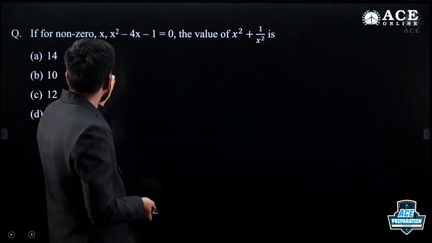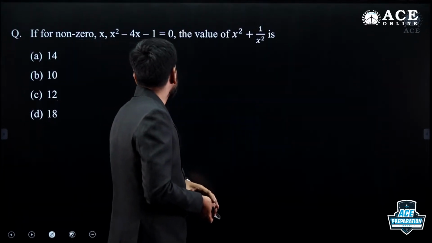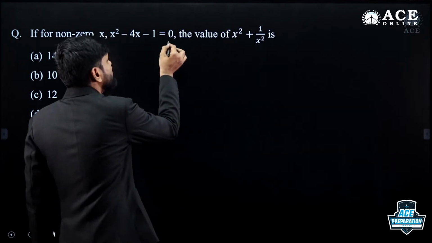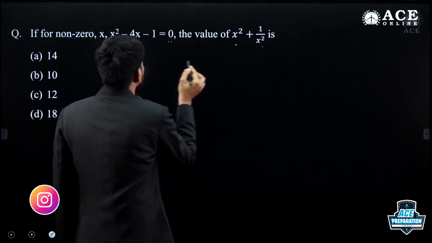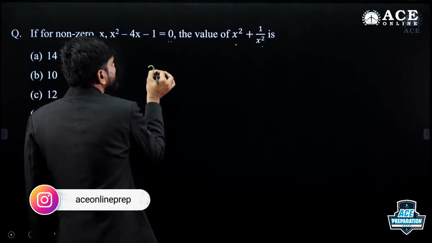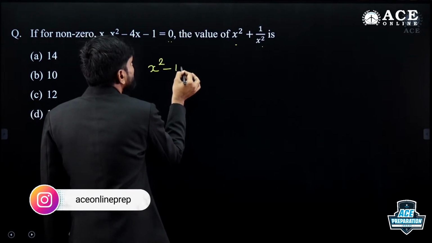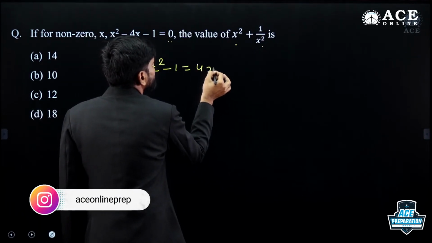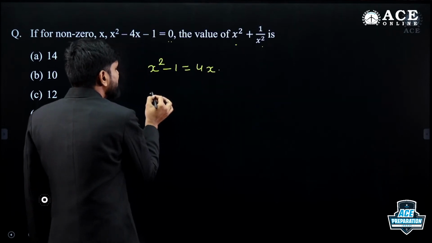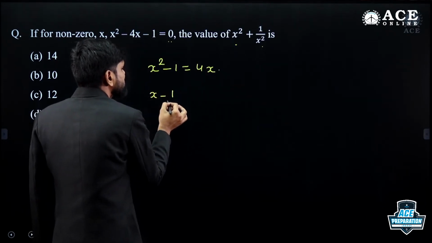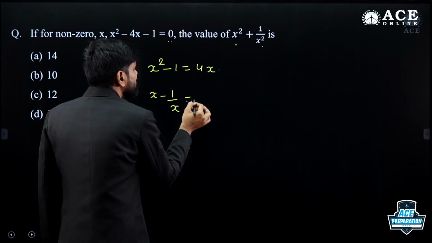Next. If for non-zero x, x square minus 4x minus 1 equal to 0, then x square plus 1 by x square is. From this I can directly say that x square minus 1 equal to 4x, dear. By dividing with x on both the sides, I will get x minus 1 by x equal to 4.